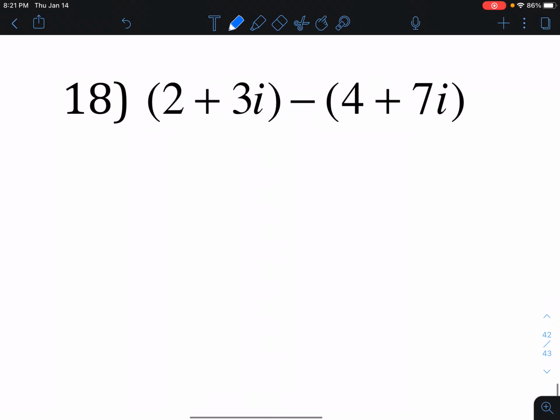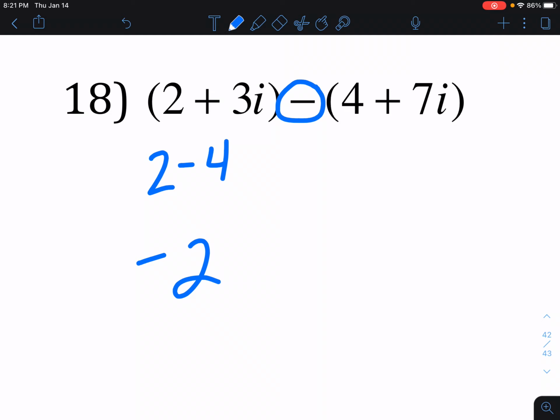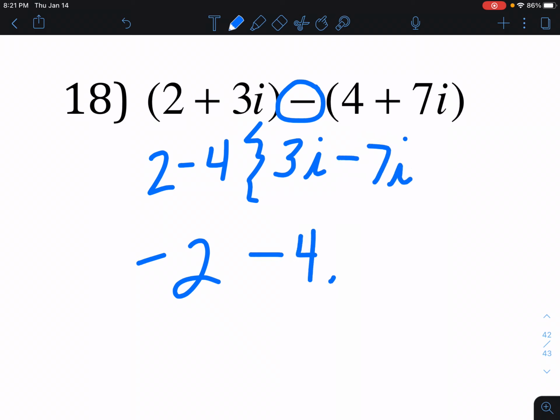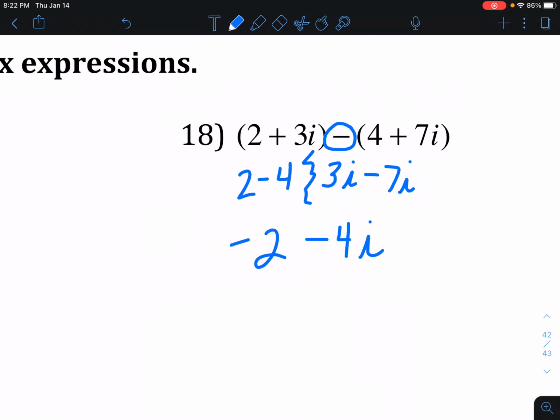This guy, a lot of people accidentally FOIL it because they see two binomials. No, it's a million times easier than that. We have a minus sign in between, so we are literally just subtracting like terms. So just do 2 minus 4 to get negative 2. And then do 3i minus 7i to get minus 4i. And then stop there. You cannot subtract them. They're not like terms. Done.